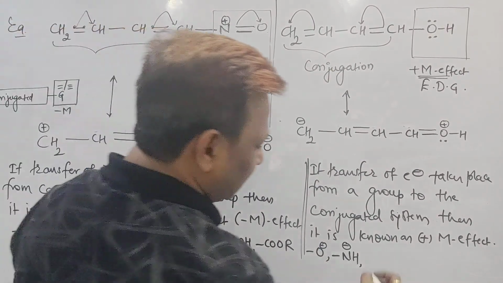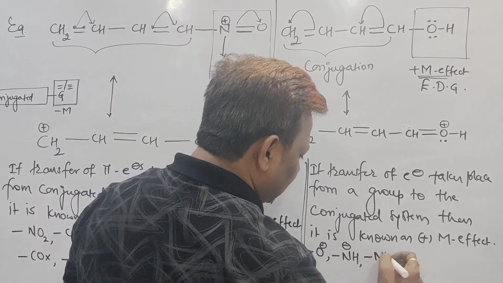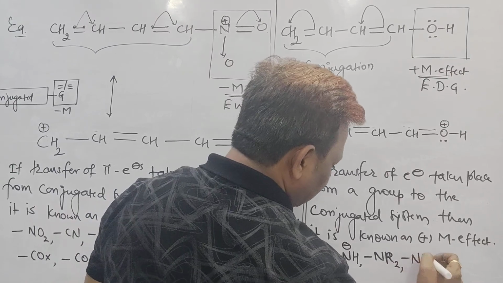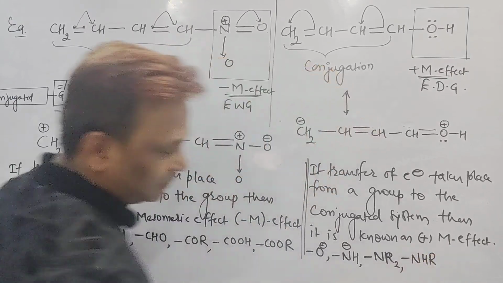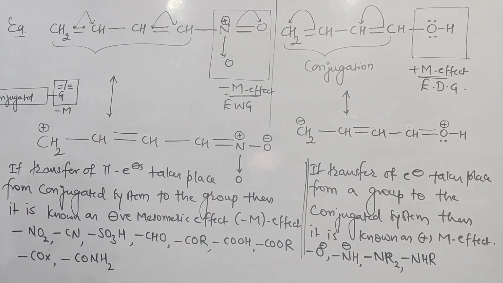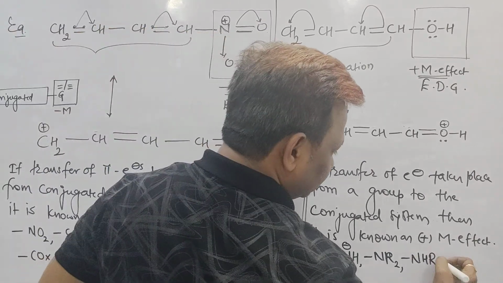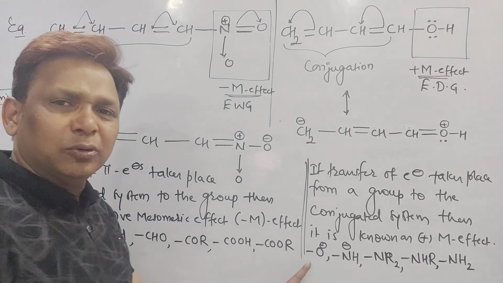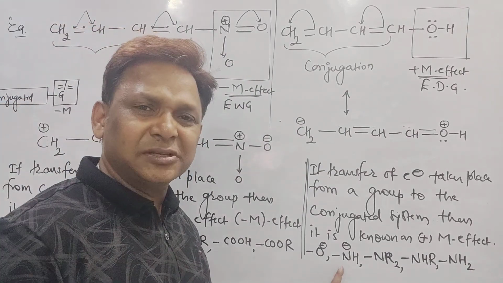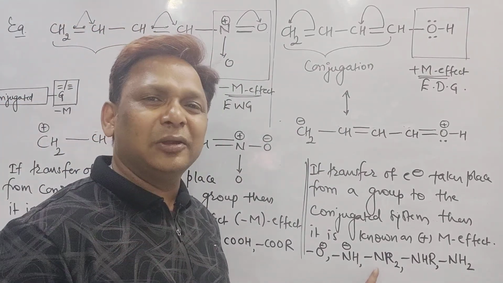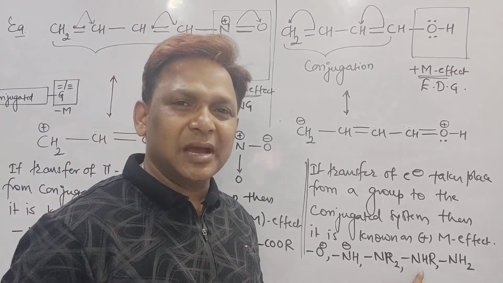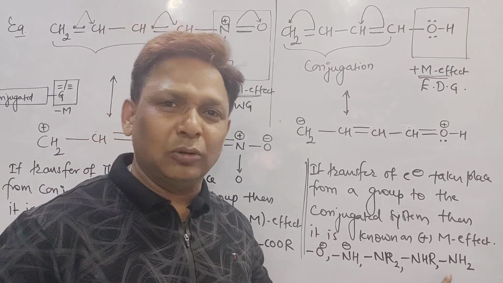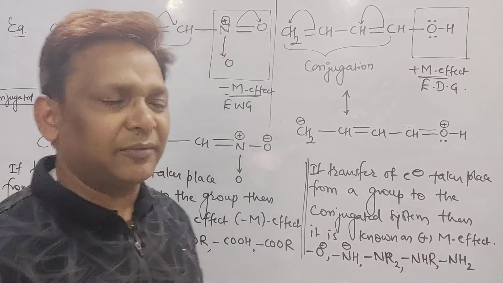NR2, then NHR, then we can say NH2. O negative plus M, NH negative plus M, NR2 plus M, NHR plus M, NH2, that is also because nitrogen having a lone pair has the tendency to donate, showing plus M effect.